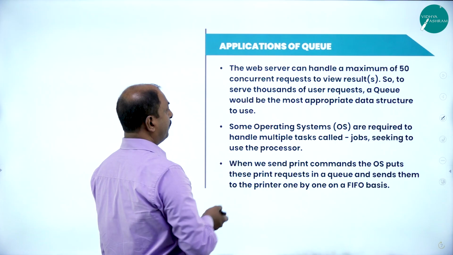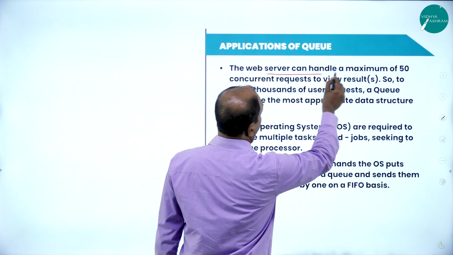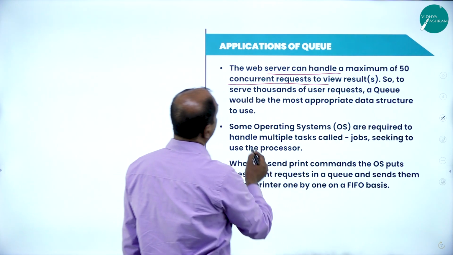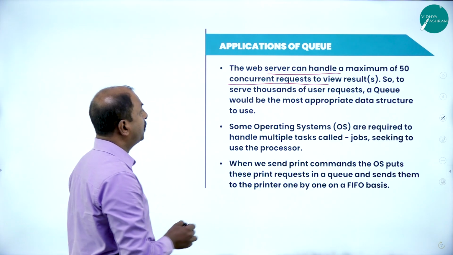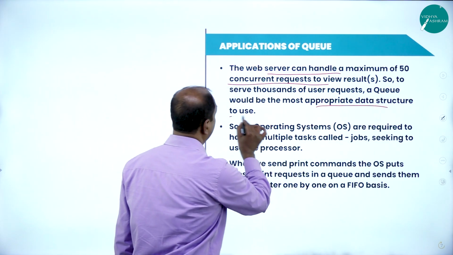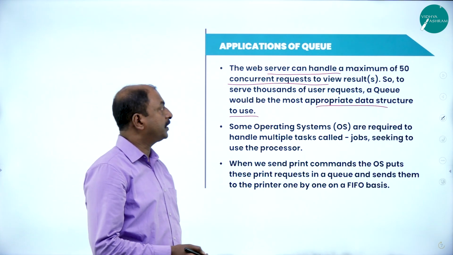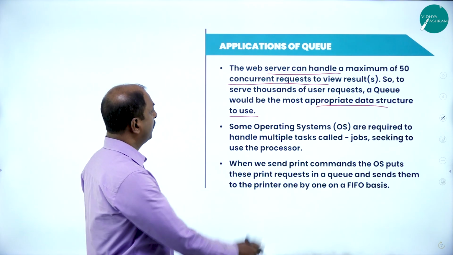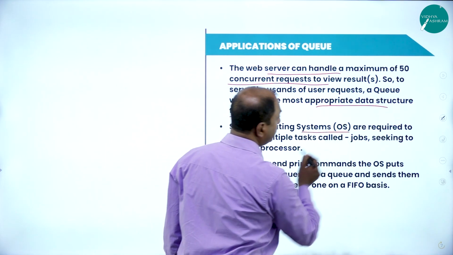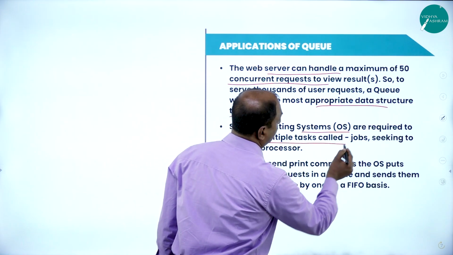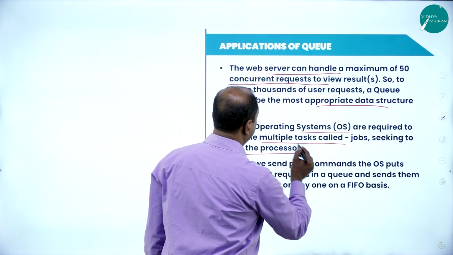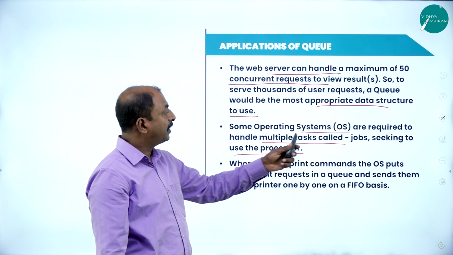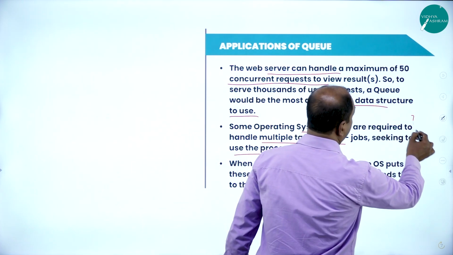In the next slide, other applications: a web server can handle a maximum of 50 concurrent requests to view the results. So, to serve thousands of user requests, a queue would be the most appropriate data structure to use. Now, you are familiar with web browsers and web servers, so it is also an example of an application of queue. And here, the operating system is required to handle multiple tasks, called jobs, seeking to use the processor. So this is a multitasking or multi-programming system in an operating system. All are examples of queue data structure.